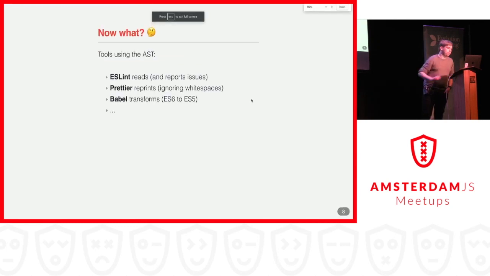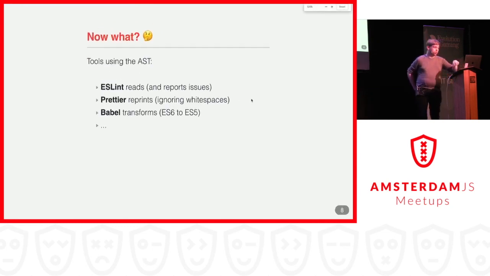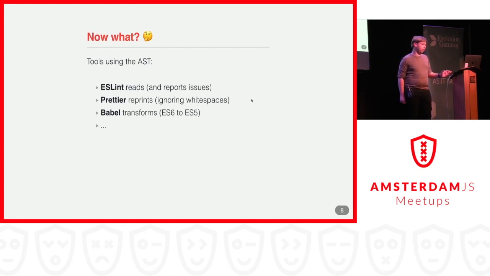So what can we do with this information? We have this huge tree, which is annotated with a lot of extra information that, probably half of it, you don't really care about. So what can we effectively do with this information?